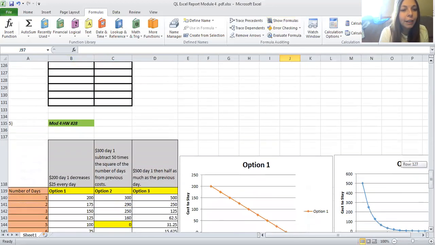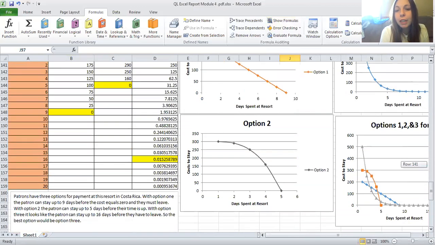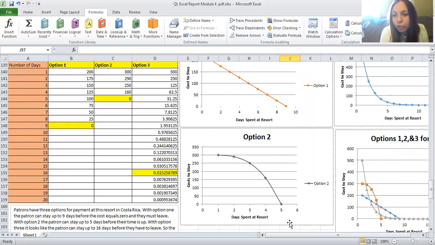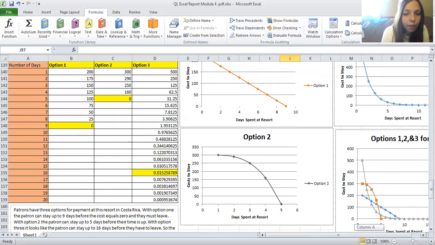All right, going on down here to number 5. I went ahead and concluded option 1, option 2, and option 3 for the patron who wants to stay at a resort. As you see, I've made some beautiful graphs over here of each option, and then I've also done a graph with all options to show you the difference here. This is a resort off Costa Rica.